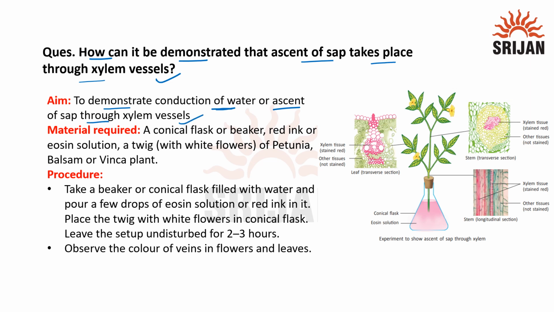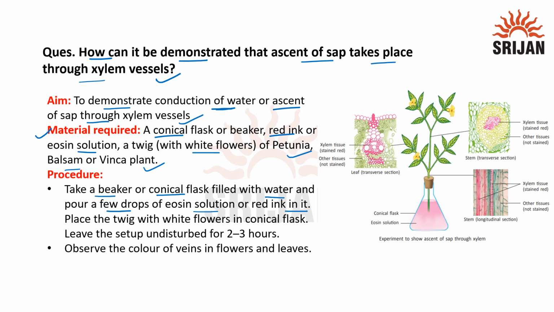So for that, the materials required are a conical flask or beaker, then red ink or eosin solution, a twig with white flowers of petunia, balsam or vinca plant, right? Then the procedure is: take a beaker or conical flask filled with water and pour a few drops of eosin solution or red ink in it, right?